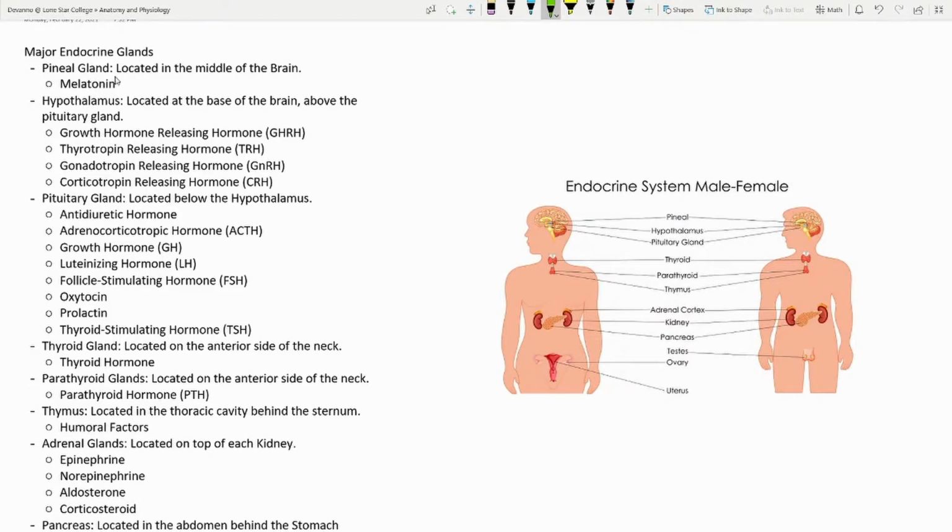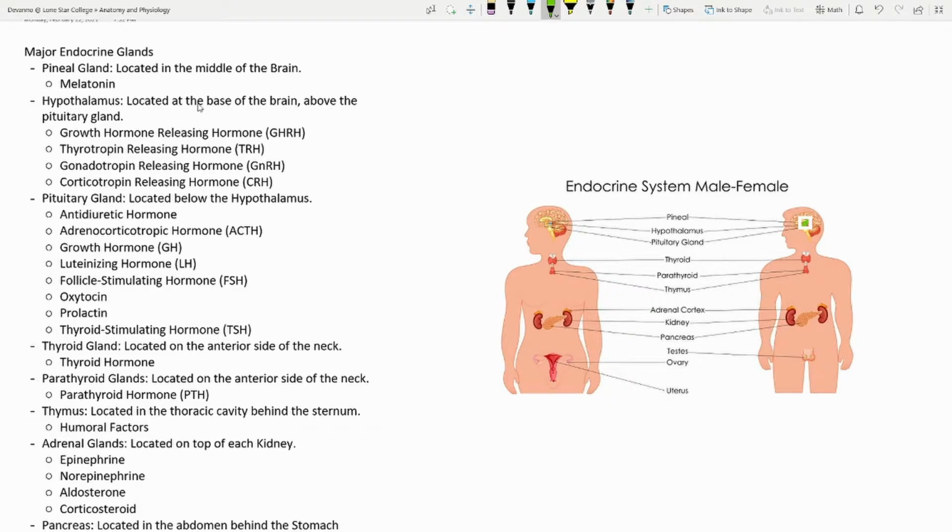Starting with the pineal gland, which is going to be located in the middle brain, which is going to be easier to see right here. That right there is going to be your pineal gland, and that's responsible for releasing melatonin. Melatonin is a sleep regulating hormone. It helps your body start getting ready to go to sleep at night, and that's what helps you keep your sleep schedule in check as well.